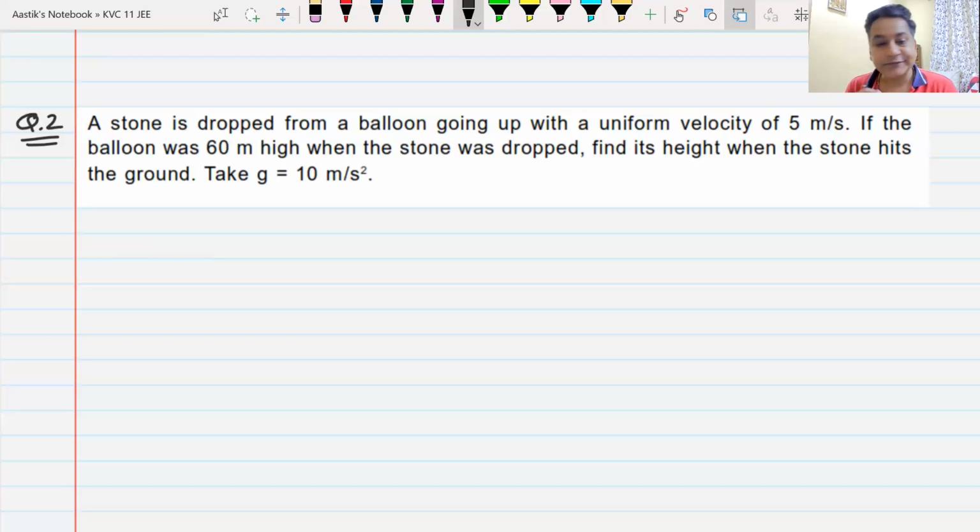Anyone with an answer for this one? I'm supposed to find out where the balloon is when the stone hits the ground. So how am I going to find it out? The balloon is moving up with a uniform velocity of 5 meters per second. The first question is the motion of the balloon, can we consider the motion of the balloon as motion under gravity? Yes or no? Is the motion of the balloon an example of motion under gravity?